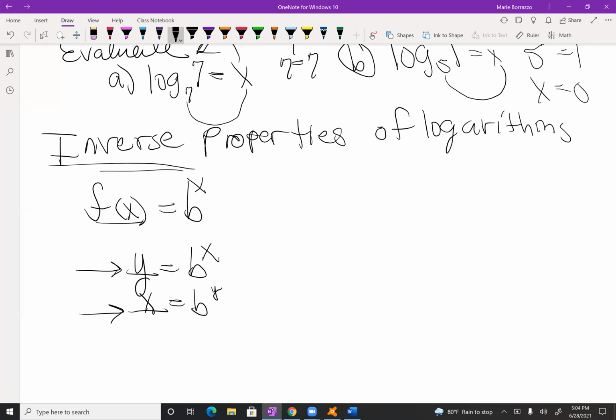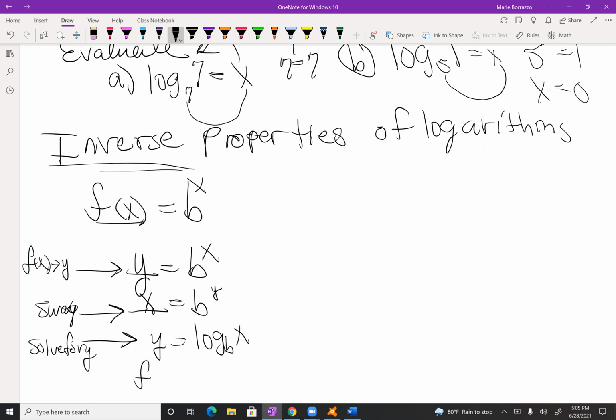In the third step, remember this is swap. This is f of x swapped to y. And now here we solve for y. So we know that y is equal to the log base b of x, and therefore this is the inverse. So if I write this as an inverse, it looks like this.